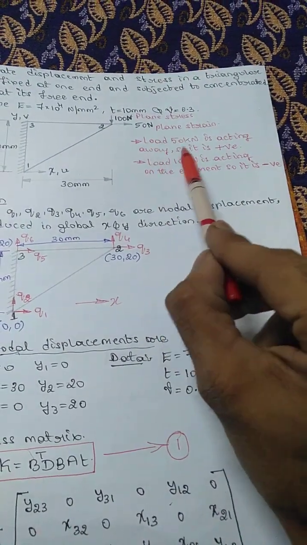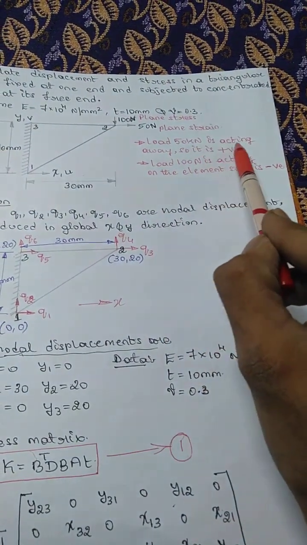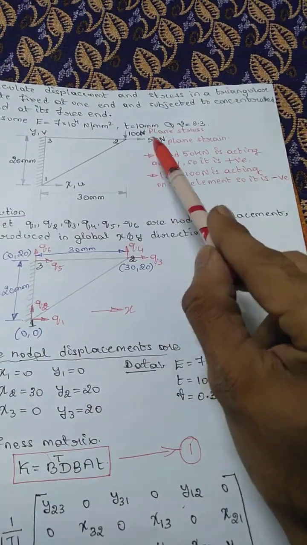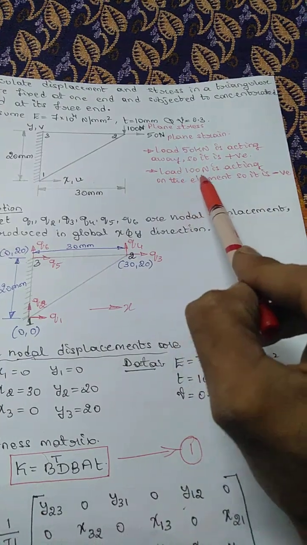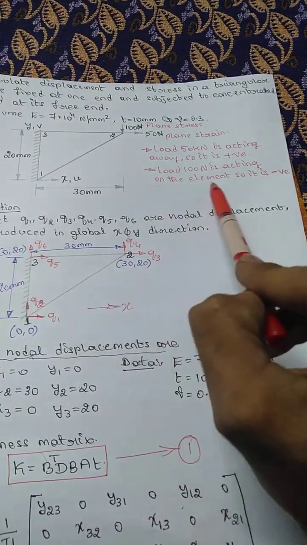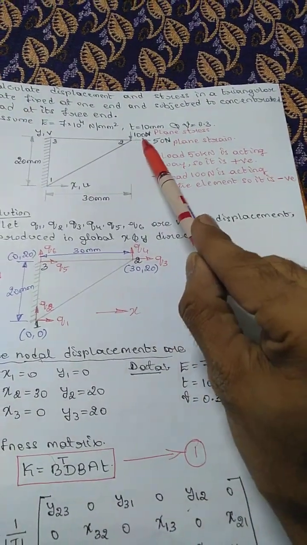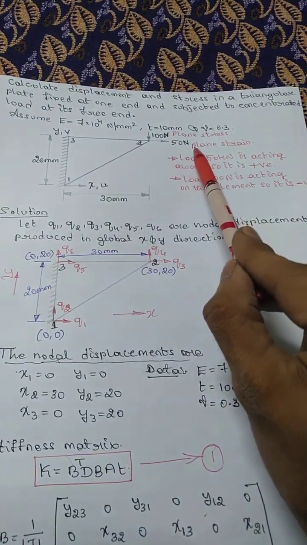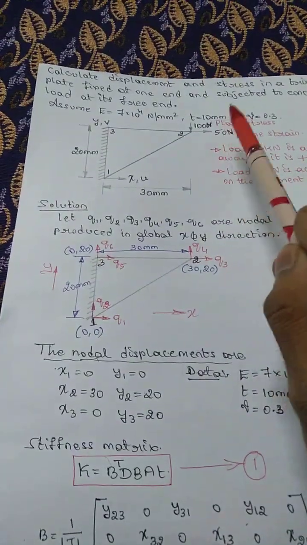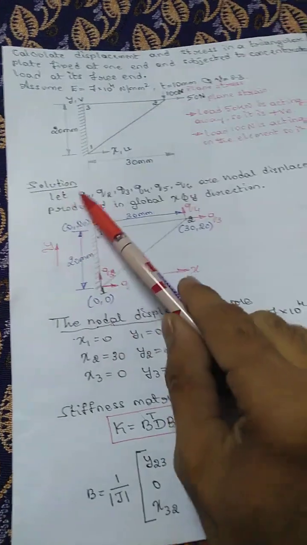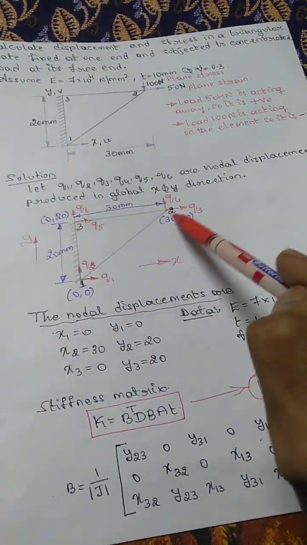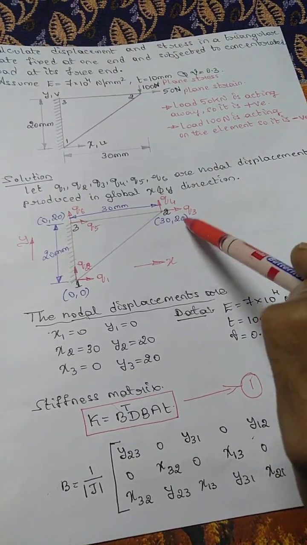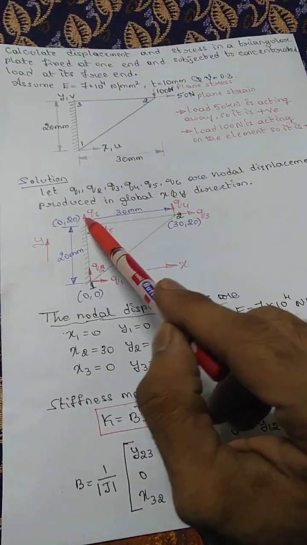So the load of 50 kilonewton is acting away, so it is positive. And here the load of 100 newton is acting on the element, so it is negative. So here 50 is positive and 100 is negative. For the solution part, I have redrawn the sketch here, mentioning the displacements and all the values. So let's start with this.